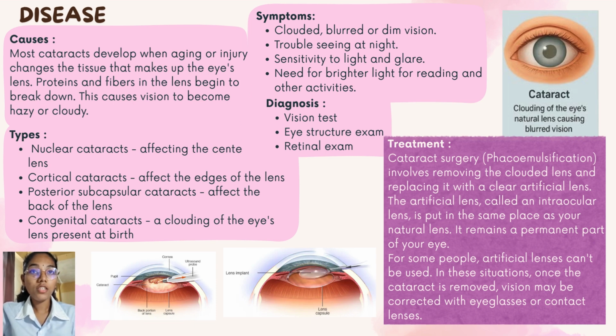Next is aspiration. The fragments are then suctioned out through the same probe. Last step is IOL insertion. A folded artificial intraocular lens, IOL, is inserted through the small incision and unfolds within the capsule. So these are the steps involved in this cataract surgery.